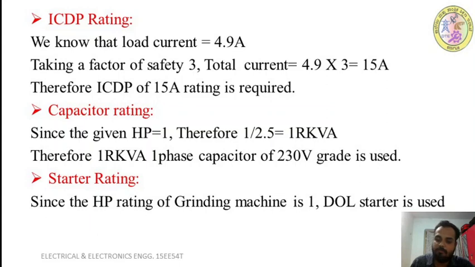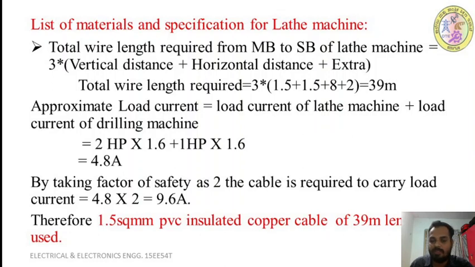So next, in the same way we will go for calculation of the starter board of the next machine, that is the lathe machine. What are the list of materials and specifications required for the lathe machine? The same procedure we followed for the grinding machine calculation, we will follow here. First we calculate the total wire length, that is the length of wire required from your main board to the switchboard of the lathe machine, as we have seen in the layout wiring diagram.